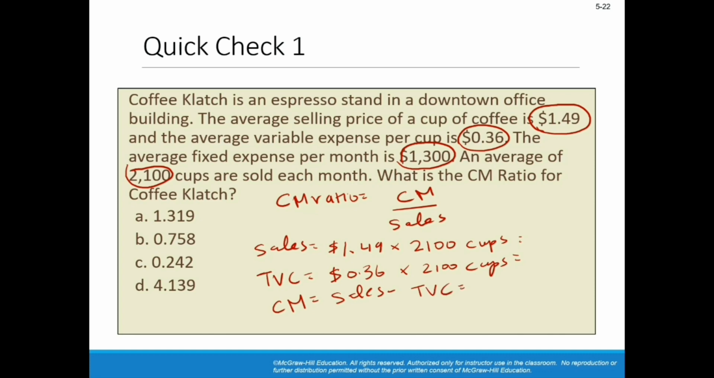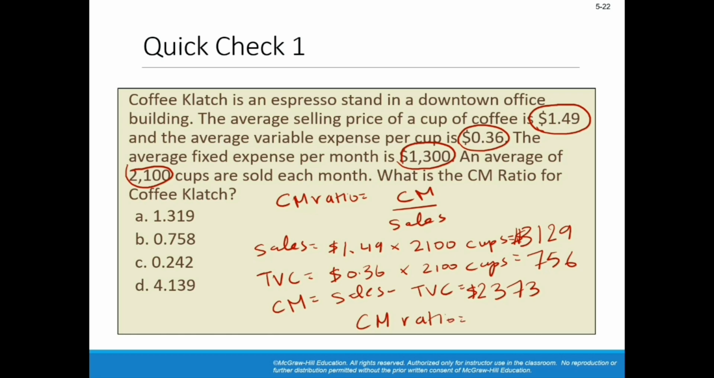Now, sales is equal to 2,100 multiplied by 1.49, and this is equal to 3,129 dollars. As for total variable cost, it is equal to 756, and therefore my contribution margin is equal to $2,373.